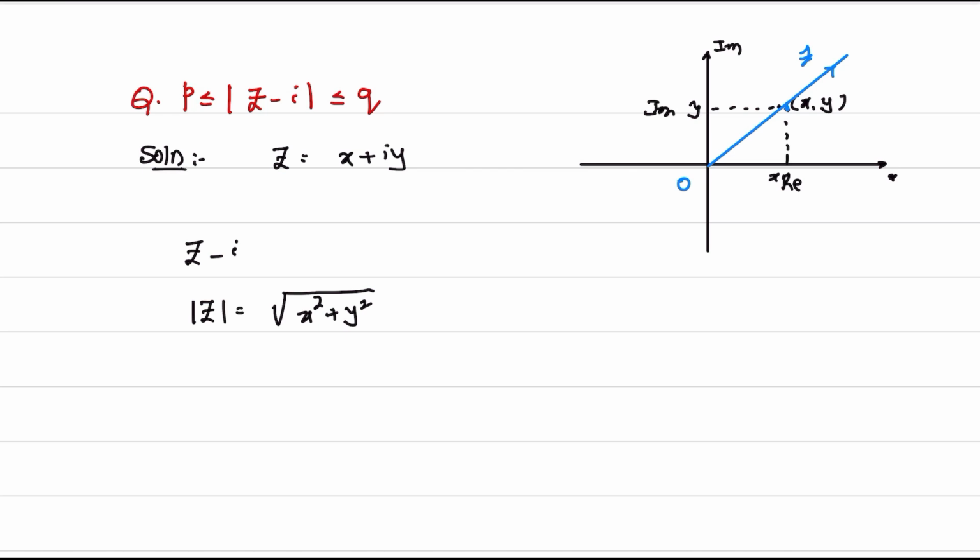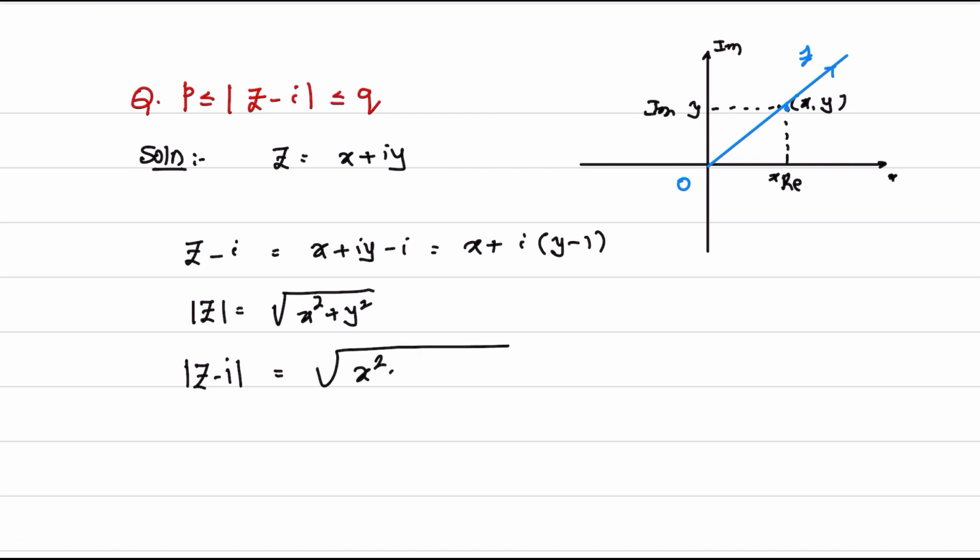And what is z minus i? Z minus i is nothing but x plus iy minus i, that is equal to x plus i into y minus 1. This much you should be able to understand well. Now we will further move ahead. Now, what is the modulus of z minus i? This is square root of x square plus y minus 1 whole square.